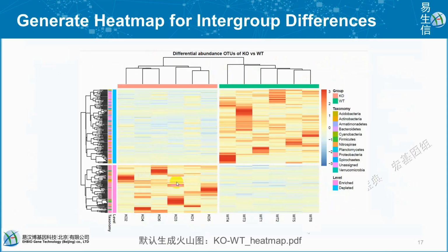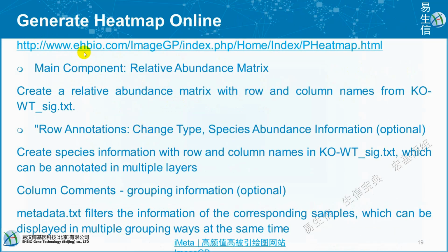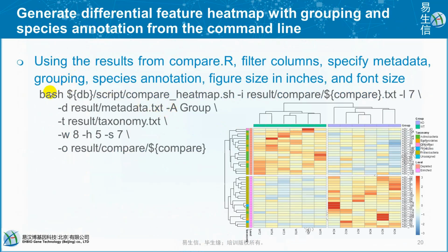And when we run our code, you can get the heat map for intergroup differences, which looks like this. And you can generate the heat map by using RMD code as well. This is the detail of the code and how you can manipulate it according to your need. You can see here scaling row is always a normalized matrix. You have all the parameters given here, which you can adjust. And you can generate the heat map online via this link. And by using command line mode, run the script and you will get this heat map.